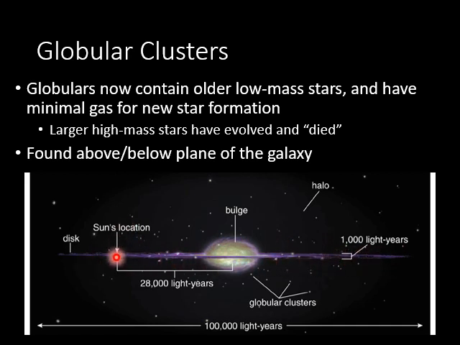We in the solar system are about halfway between the center and the edge of the Milky Way, and globular clusters are represented by these white dots above and below the galaxy. So globular clusters tend to be above and below the plane of the Milky Way galaxy.